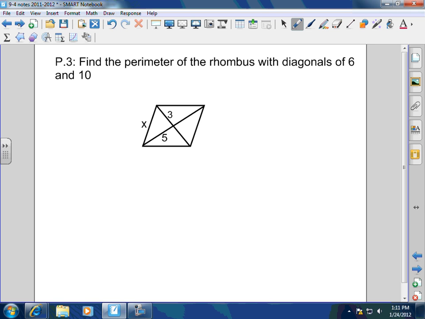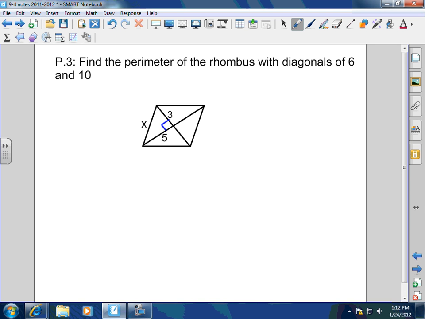Now, find the perimeter of the rhombus with diagonals of 6 and 10. Okay, wrong. It's not 4. Thank you for that mistake, though. Everyone that said it was 4, good thinking, but you're not thinking. Hold on, relax. This is a rhombus. What do we know about the diagonals of a rhombus? They are perpendicular bisectors. So if that's the 90, could that be 4? Not even remotely possible.